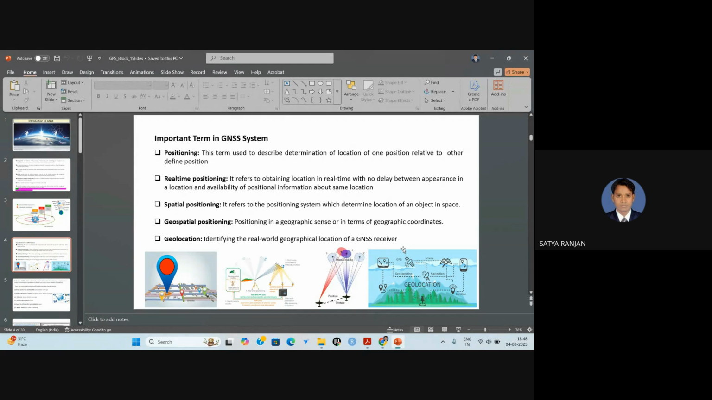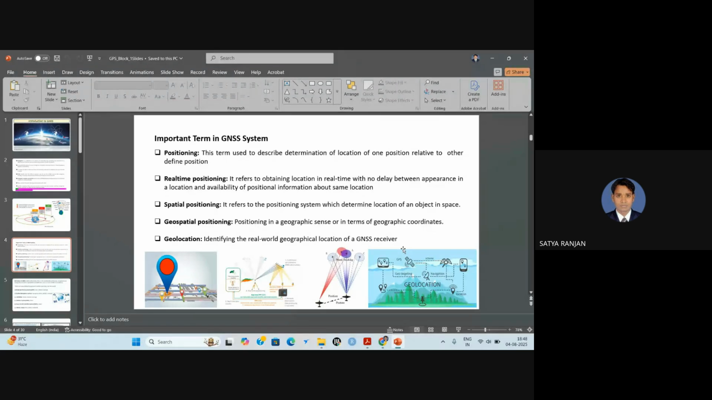Then the important terms in the GNSS system. In the GNSS system, positioning is an important factor: real-time positioning, spatial positioning, geospatial positioning, and geolocation. These terms are frequently used in the GNSS system. So positioning means the determination of the location of one position related to other defined positions. Position means the latitude, longitude, and height information. These parameters are used for the positioning of any location.